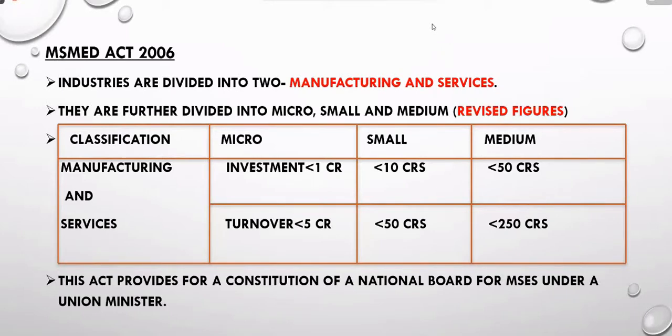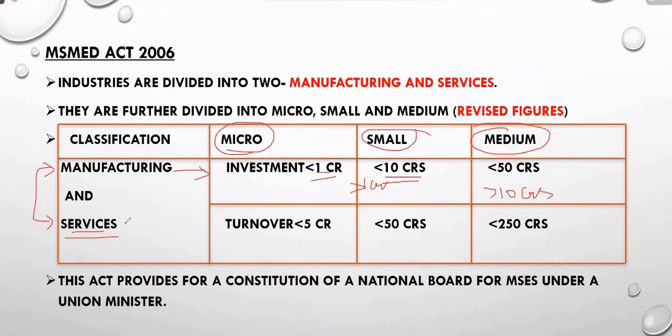I told you, MSME stands for micro, small and medium, right? The classification is made from two perspectives. One is the manufacturing perspective and the other is the service perspective. Whenever your investment for starting up any industry is less than 1 crore, you can call that a micro industry. If your investment is from more than 1 crore to less than 10 crores, then you can call that a small industry. And from more than 10 crores but less than 50 crores, we call it a medium scale industry. This is with regard to the manufacturing industry.